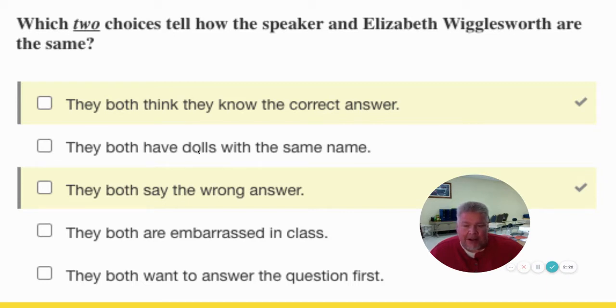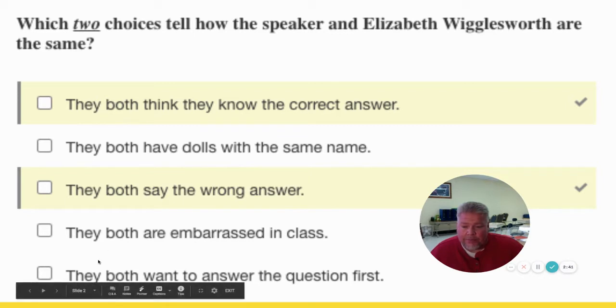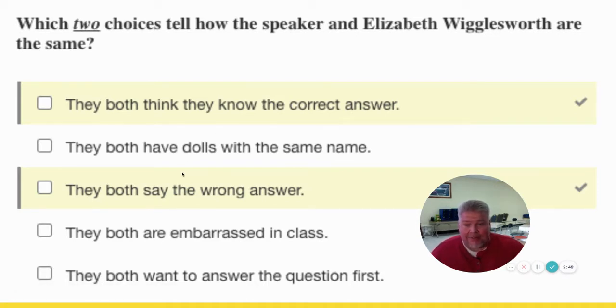The poem did not say anything about Elizabeth Wigglesworth having dolls, so we can't choose that one. They're both embarrassed in class. Well, they might have been. You might have chosen that one, but the story does not tell us they were embarrassed, does it? So we need to make sure we can only choose answers that we can prove. They both want to answer the question first. It didn't say anything about that in the poem. So, yeah, these are the right answers. They both think they know the right answer, but they both say the wrong answer.